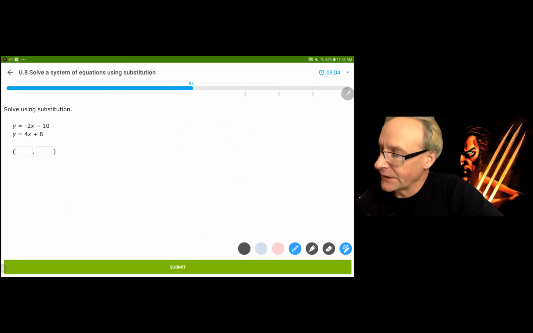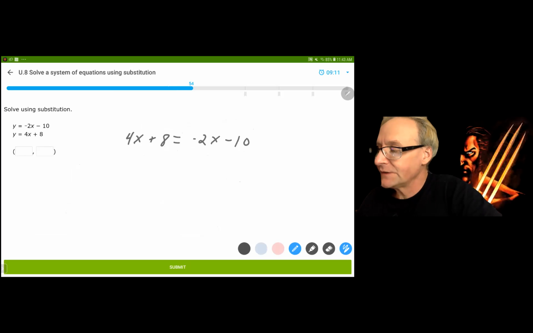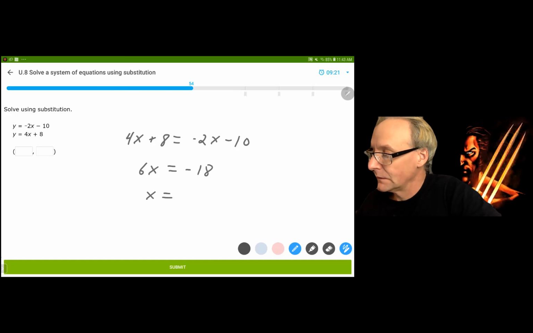Same thing. I'm not going to go through that again. 4x plus 8 equals negative 2x minus 10. And again, I'm going to speed this up a little bit. So I'm going to add 2x to both sides, which gives me 6x. I'm going to subtract 8 from both sides, which gives me negative 18. And I'm going to divide by 6 on both sides.